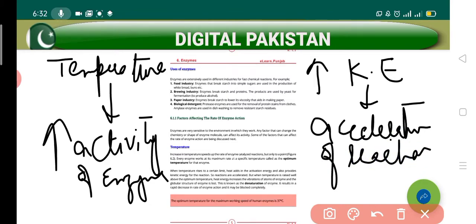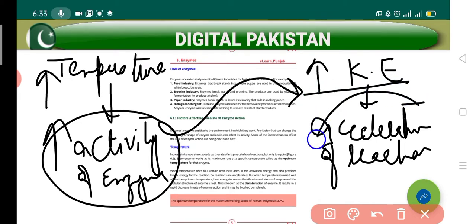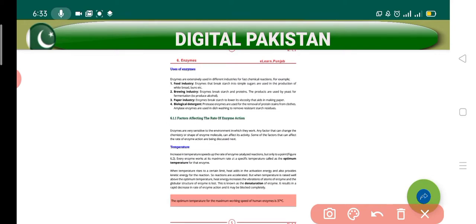So what is happening, students? With an increase in the temperature, the activity of the enzyme increases. The reason is that when the temperature increases, the kinetic energy increases, and that increases the acceleration of the reaction. But when the temperature increases too much, more than the optimum temperature, what happens? Then the protein loses its structure. Why? Now let me tell you.